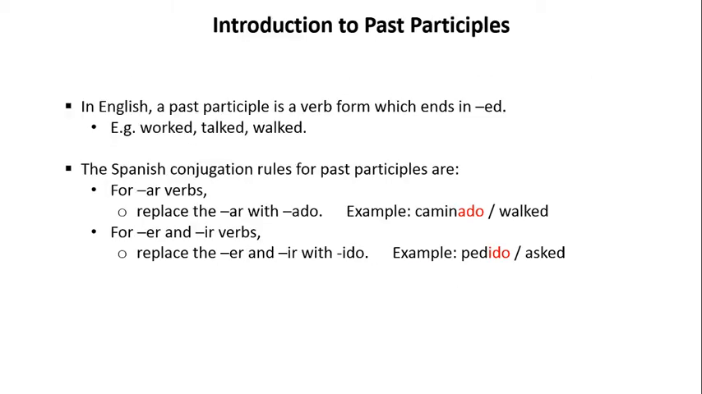Now I'm going to switch, and we're going to be talking now on past participles, and this is an introduction. In English, a past participle is a verb form which ends in ed. Examples are worked, talked, and walked. Now, the Spanish conjugation rules for past participles are, for AR verbs, replace the AR ending with ADO. An example is caminado, which is walked. For ER and IR verbs, replace the ER and IR with IDO. An example is pedido, which is asked.